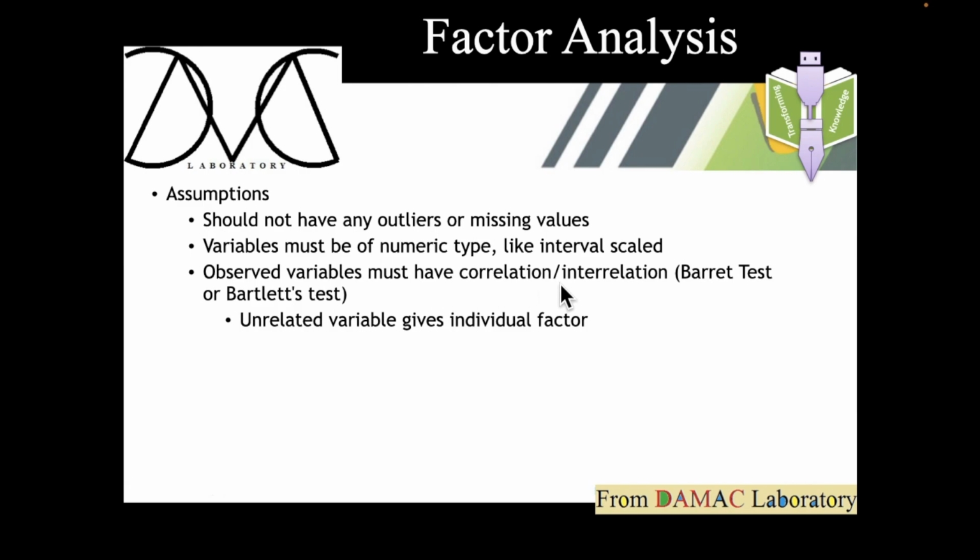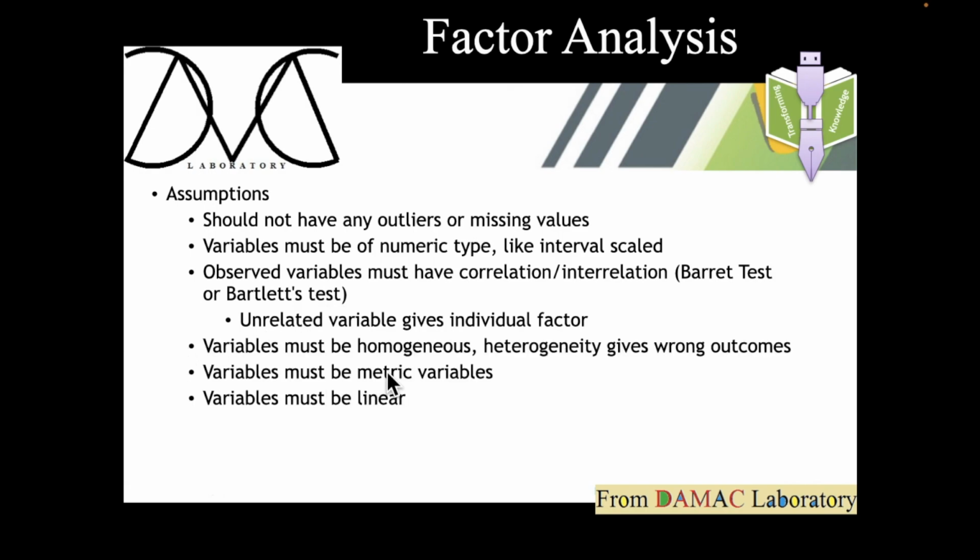Observed variables must have correlation or interrelation, as I have already mentioned; factor analysis actually finds the correlationship between the variables. To check that, there is the Bartlett test, to understand whether a correlation is present or not, right? If there is no correlation and you apply factor analysis, what will happen? Nothing but individual variables will be considered as individual factors. So if you have 100 variables and there is no correlation, that will generate 100 factors. So basically it will be a useless process, right?